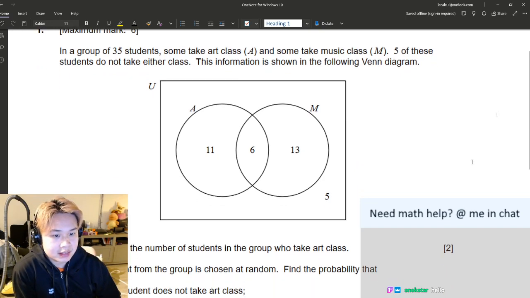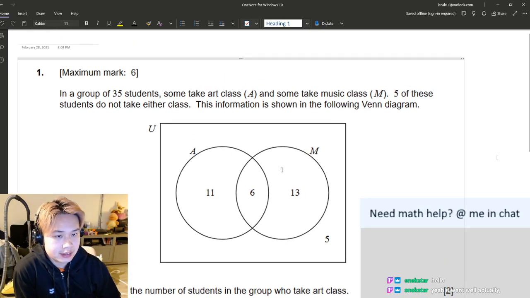Alright, what is this? We have 35 students. Some are in class A, some are in music class M. 5 don't take either. So then here's the Venn diagram.